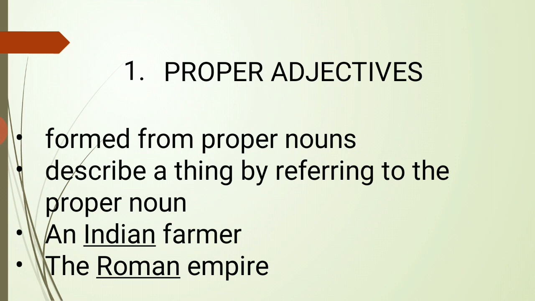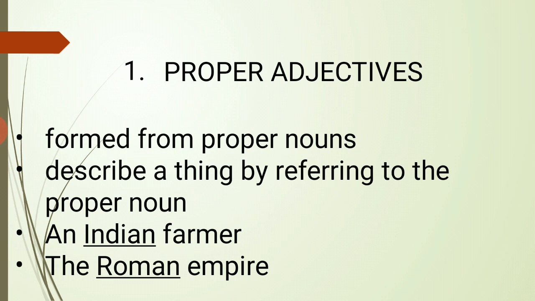Proper adjectives, as the very first name suggests, are formed from the proper nouns. They describe a thing by referring to the proper noun. An Indian farmer, the Roman Empire. So over here, Indian and Roman are of course describing the farmer and the empire, and at the same time you can see that both these adjectives are formed from the proper nouns India and Rome. So proper adjectives are formed from proper nouns and they always describe a thing by referring to the proper noun.